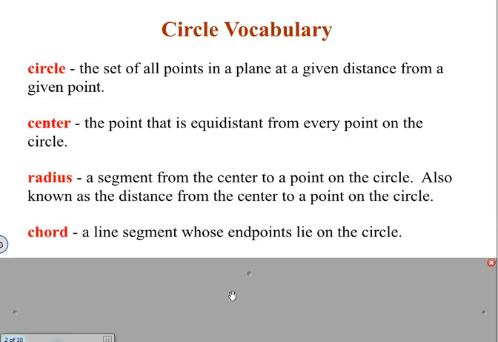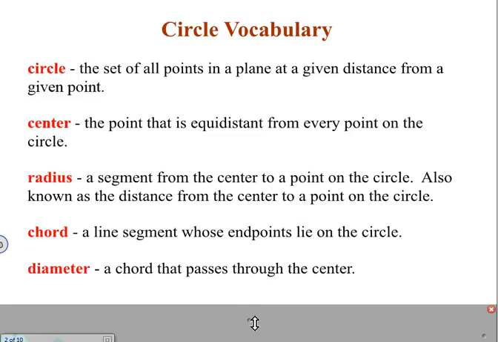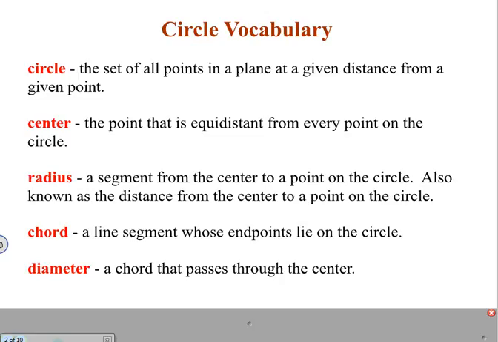Next is probably a new definition, the definition of a chord. It is a line segment whose endpoints lie on the circle. And the last one is the definition of diameter. It is a chord that passes through the center.